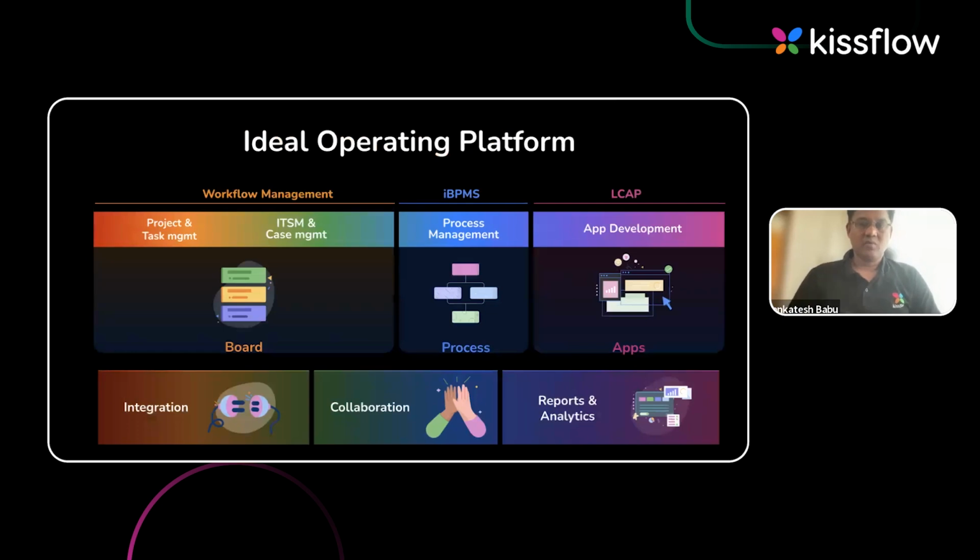Coming to what is there in the platform, the main aspects I would like to highlight are 6 modules: boards, process, apps, integration, collaboration, and reports and analytics. All of these can be stitched together, and each module has its own capabilities. For any case management, incident management, or ITSM-related automation, we can go with the boards.